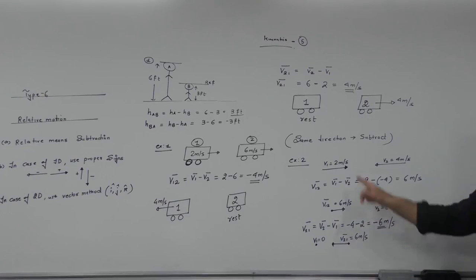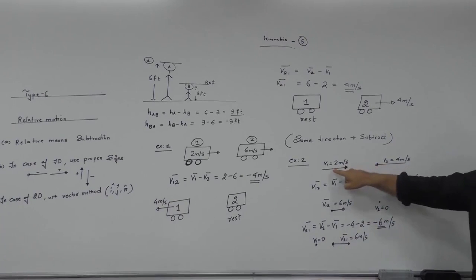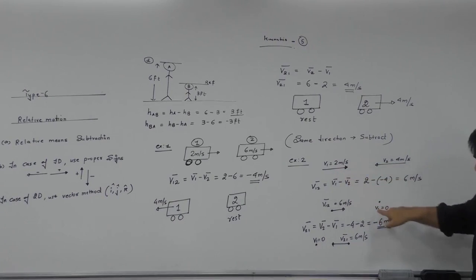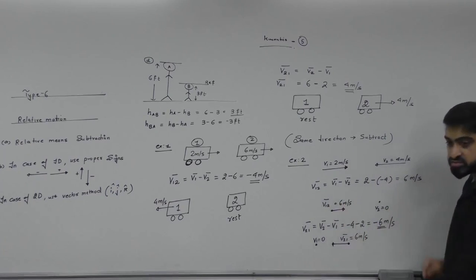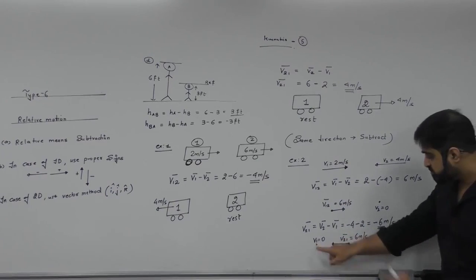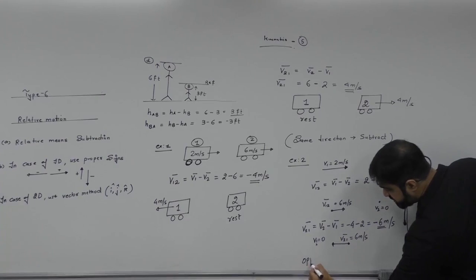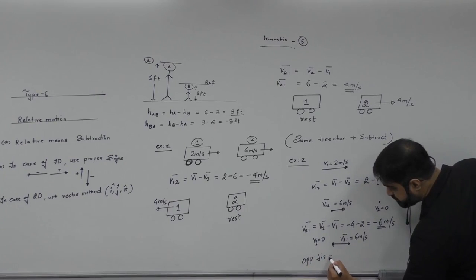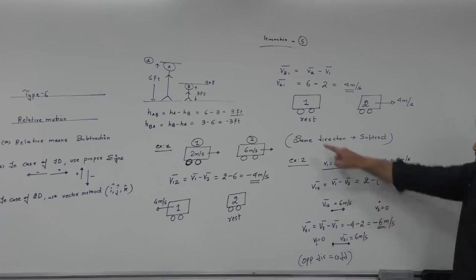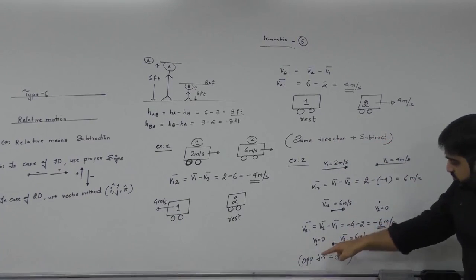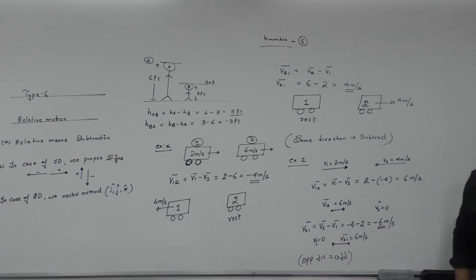What is the rule over here? Opposite direction, add. 4 plus 2, 6. So you stop him, so 6. What is the rule over here? Opposite direction. What to do? Add. Same direction subtract. Opposite direction add. Did you get this concept? Same direction just subtract.